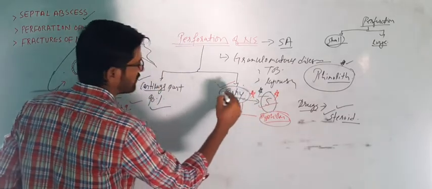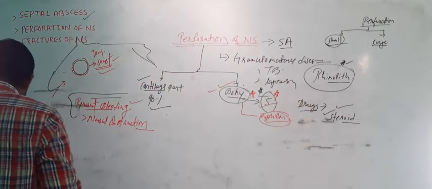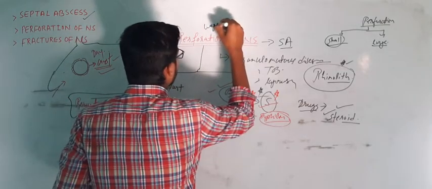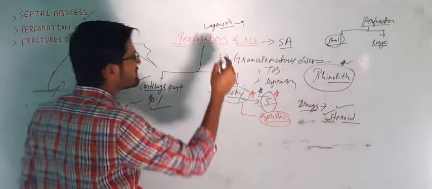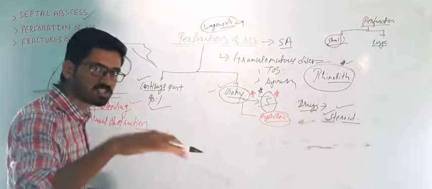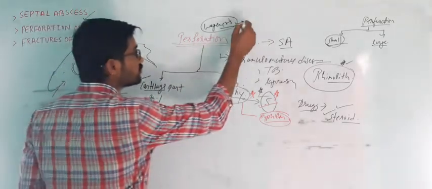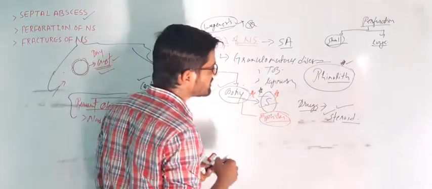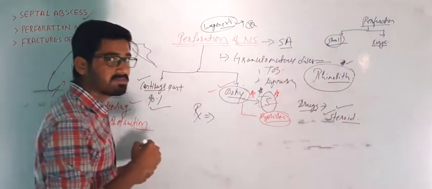In the case of bony perforation, it is syphilis. One more disease in the etiology is Wegener disease, a granulomatous disease, in which necrosis of the full cartilage part happens. So what is the treatment? Can you tell me the treatment?